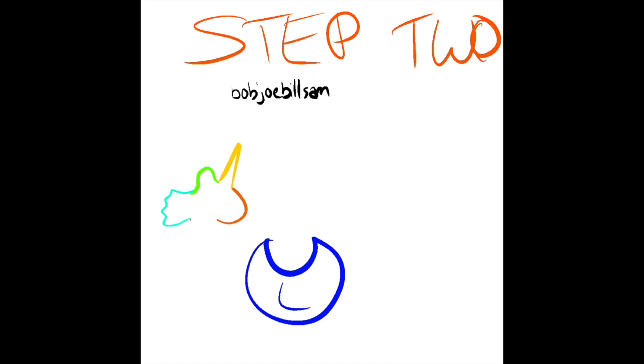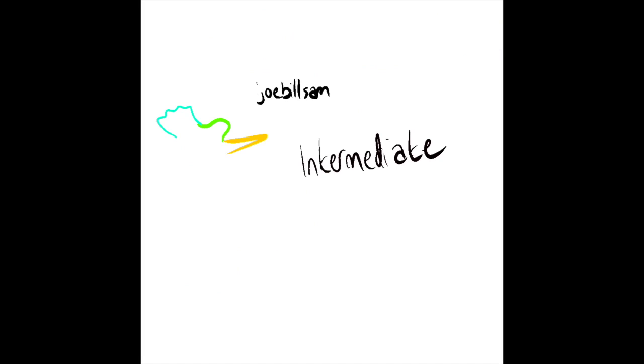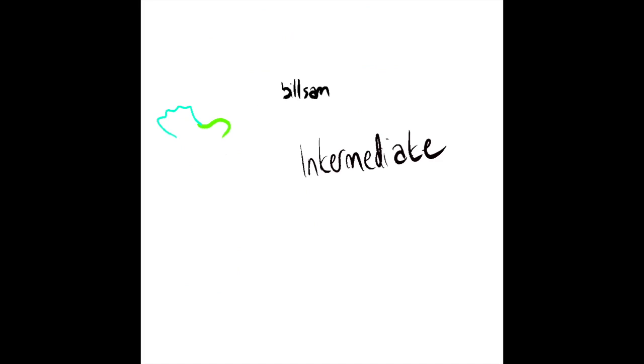Here we can watch Bob, Joe, Bill, Sam enter another enzyme, and Bob is split off from the substrate. Now we have Joe, Bill, Sam, who is still an intermediate. For step 3, we watch Joe, Bill, Sam enter the enzyme where Joe is split off from the substrate. Bill, Sam is still an intermediate.